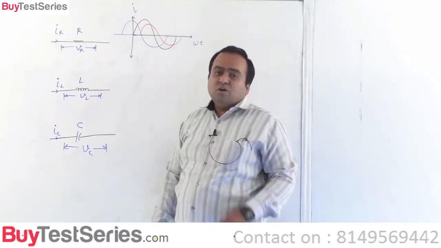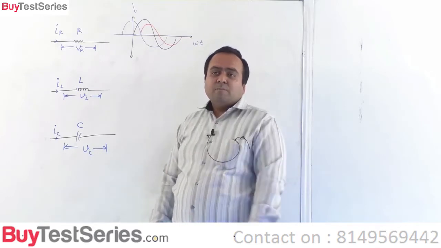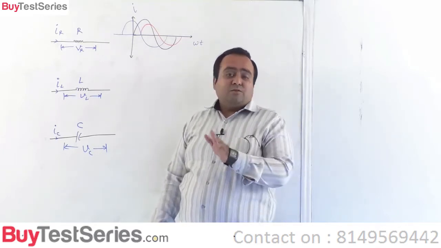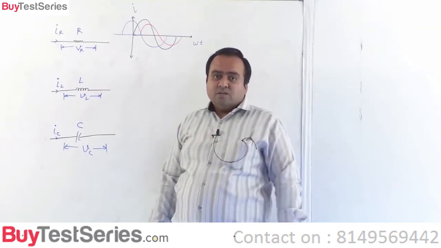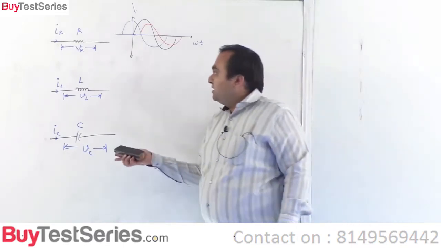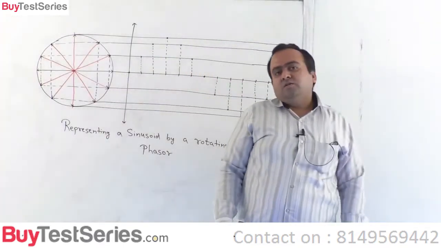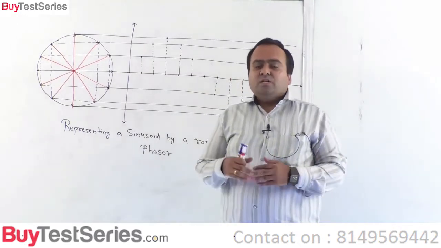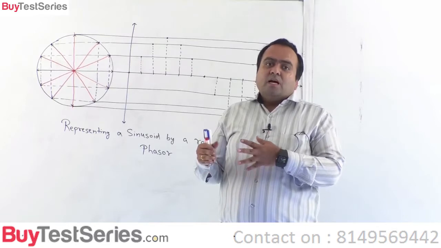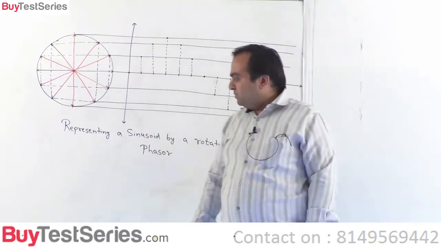So for this case, what we have to do is take a phasor diagram approach. When we take the phasor diagram approach, we represent the sinusoids by phasors. Now why do we represent sinusoids by phasors? Let us understand this. All right, so we shall now see how we can represent a sinusoid by an anti-clockwise rotating phasor.